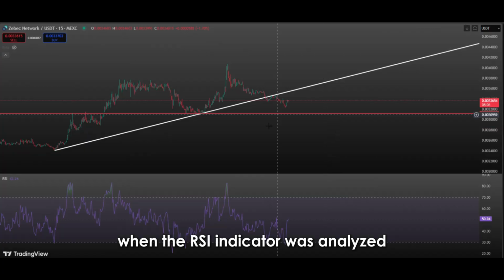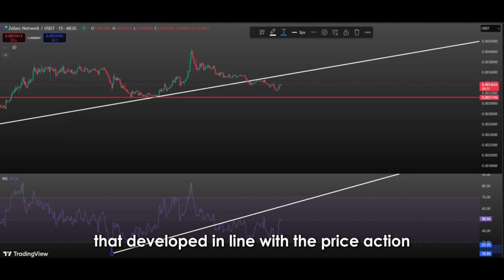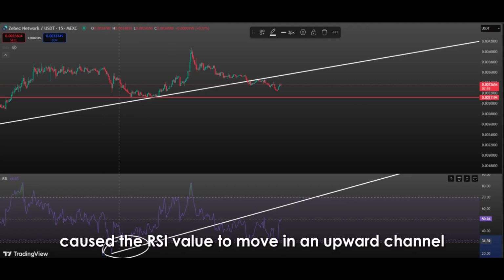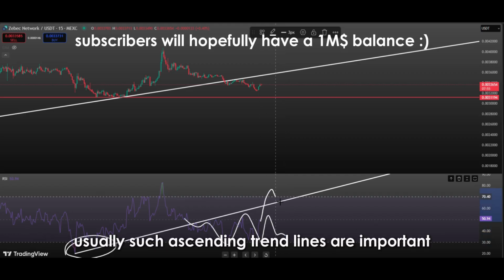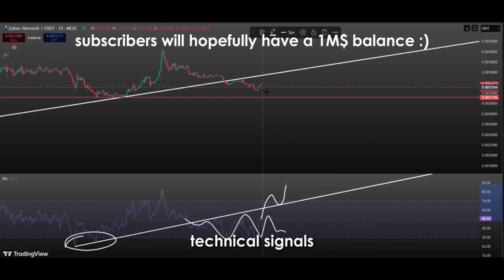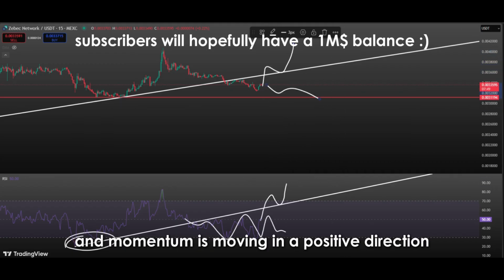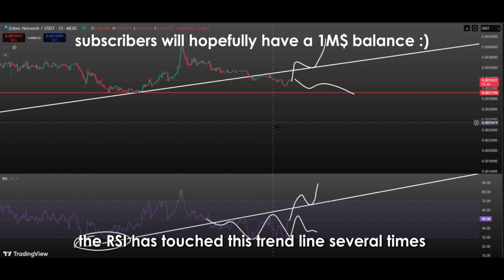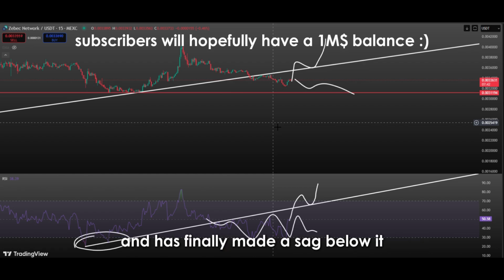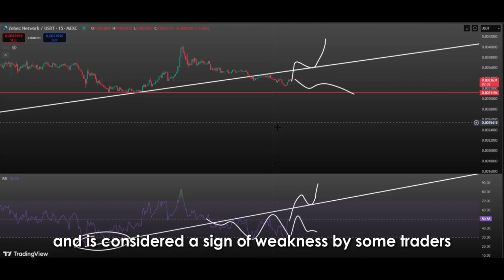When the RSI indicator was analyzed, there was a distinct uptrend structure that developed in line with the price action. This ascending structure caused the RSI value to move in an upward channel for an extended period of time. Usually, such ascending trend lines are important technical signals indicating that the market is dominated by buyers and momentum is moving in a positive direction. However, over time, the RSI has touched this trend line several times and has finally made a sag below it. This can be interpreted as a technical breakout and is considered a sign of weakness by some traders.